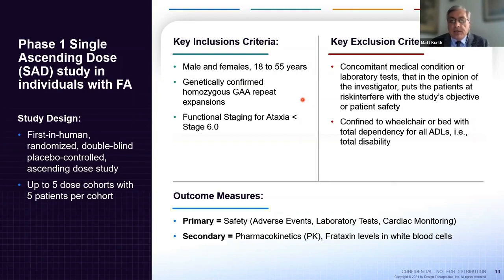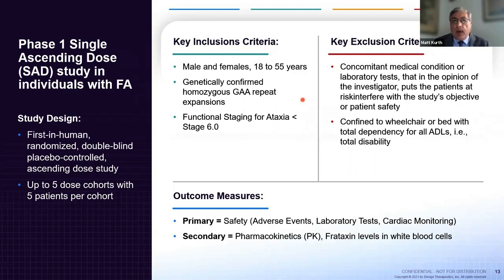FDA has very strict requirements as to how to enroll individuals younger than the age of 18, and that will require additional work with animal toxicology studies, as well as having some preliminary safety data in adults. Obviously, the drug only works when you have GAA repeat expansions present, so that's a criterion that we need. And because the drug will be looked at from a pharmacokinetic perspective, in other words, how fast it goes into the body, how long it lasts, and what kind of an effect it has on peripheral blood frataxin levels.